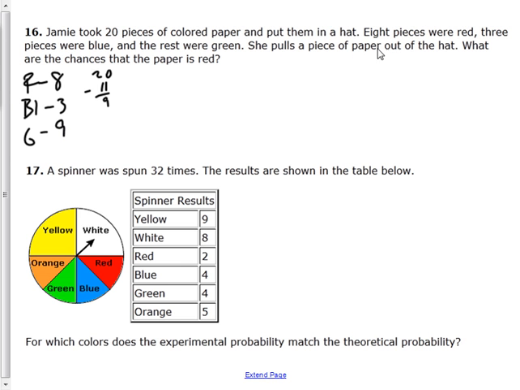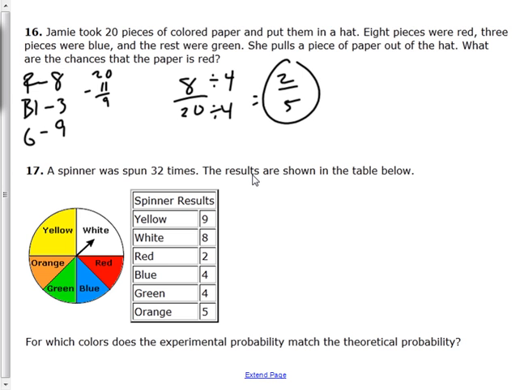She pulls a piece of paper out of the hat. What are the chances that the paper is red? Well, how many red do I have? I have 8 red out of 20 altogether. So that's my probability. However, I can simplify this. So I'm going to divide this by 4. Divide this by 4. And I'm going to get 2/5. So 2/5 is my probability of drawing a red piece of paper.